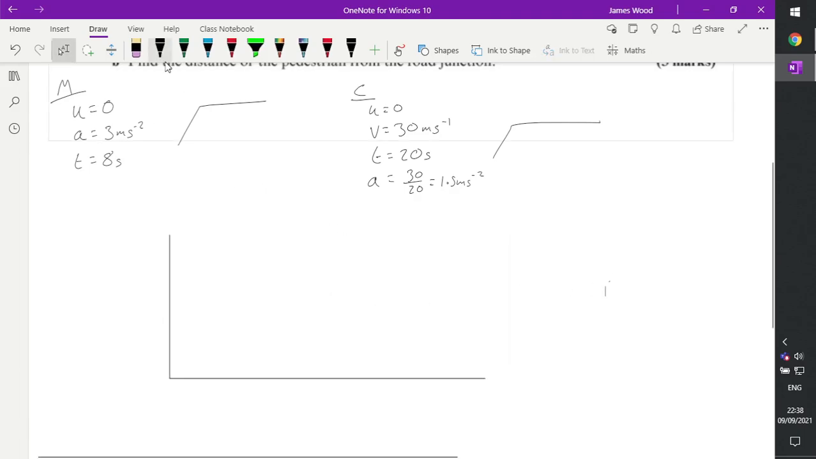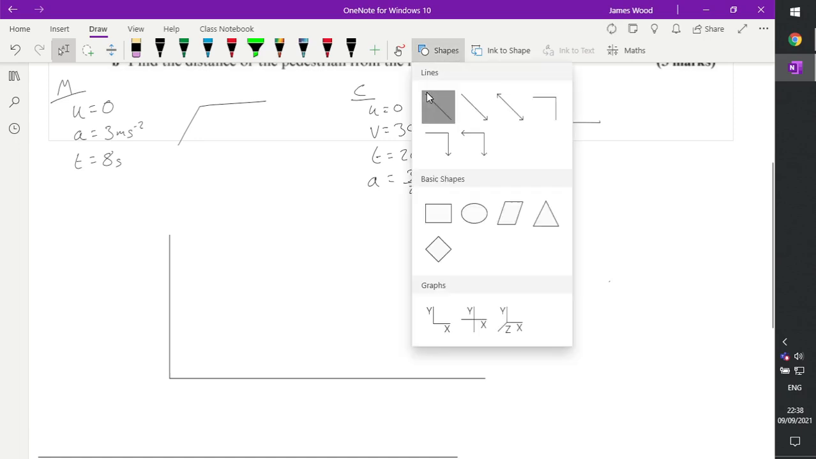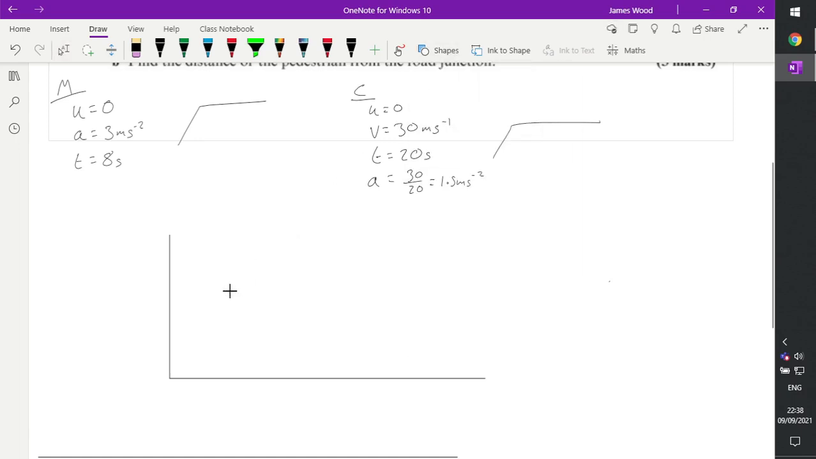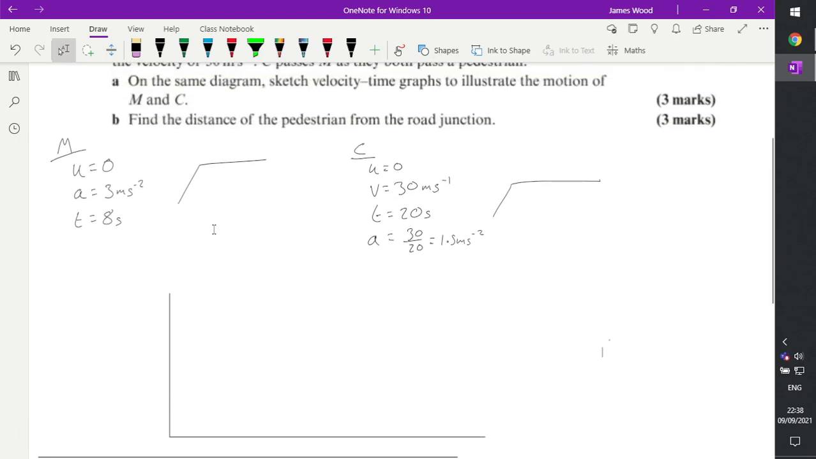Okay. So let's draw the motorbike's one first. So that one's much steeper. Or we could also do with working out what speed it actually reaches, couldn't we? So we know that the acceleration is change in speed over time. So that's going to be v over 8. So the final velocity of the motorbike is going to be 24. Okay. Just because acceleration is change in velocity over time. Change in velocity is just whatever its final velocity is because it started from rest.